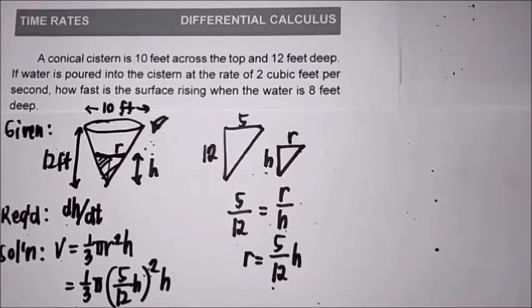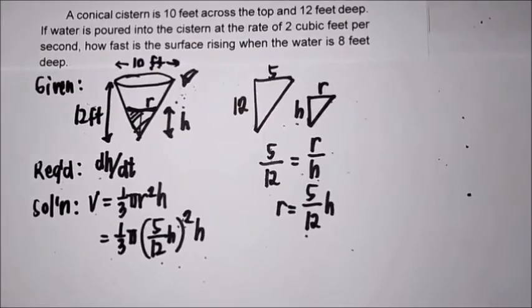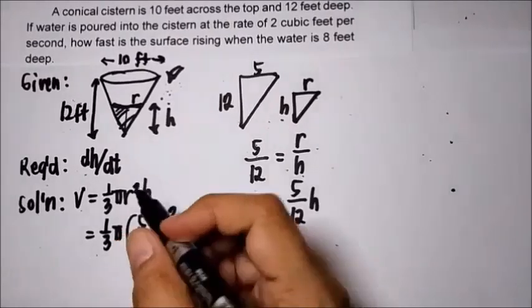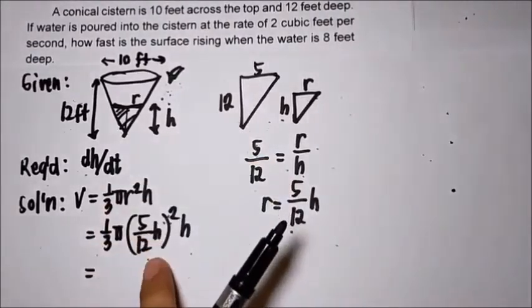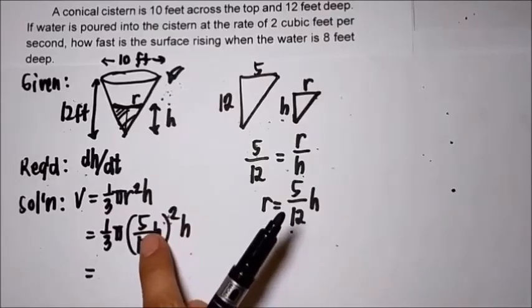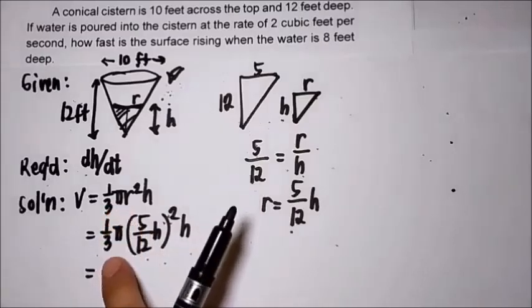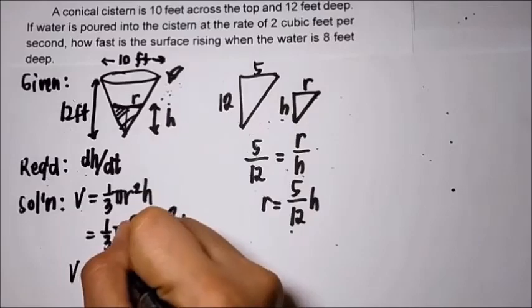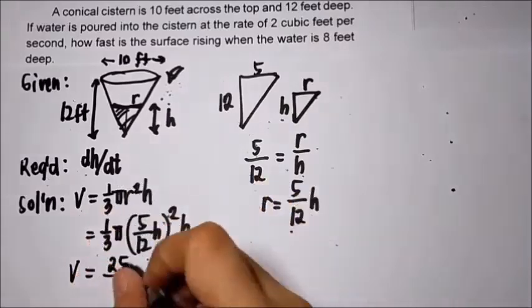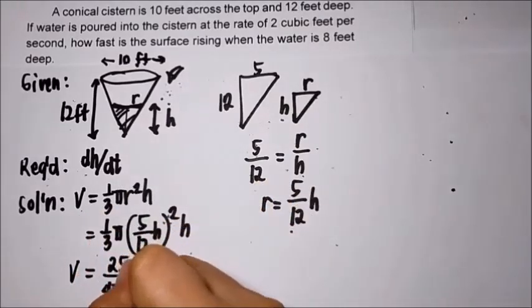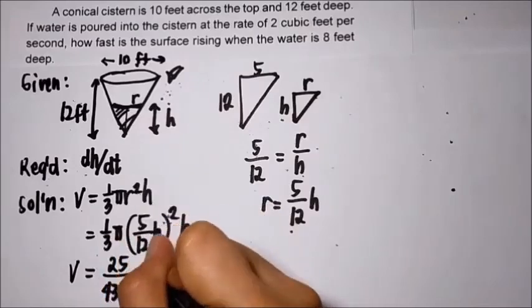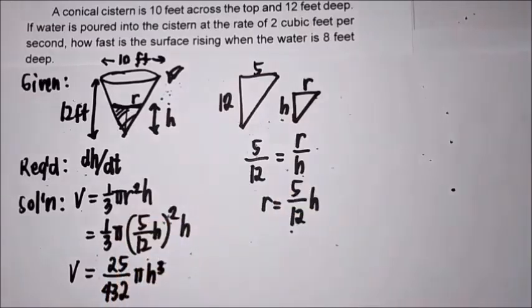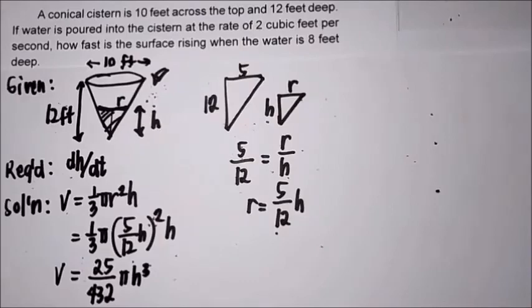So what would now be the value of this? Let's simplify. 5 over 12 quantity squared is 25 over 144, and then times 1 over 3. So we will be getting, for the equation of the volume, 25 over 432 pi h cubed. So this is now our working equation.